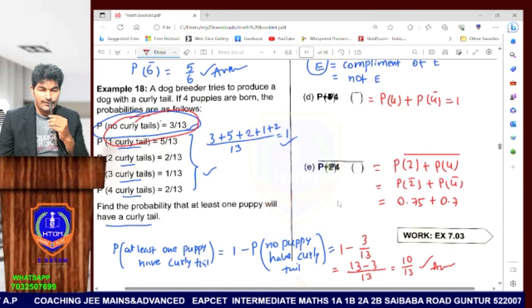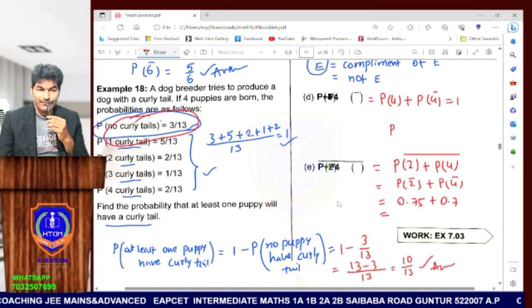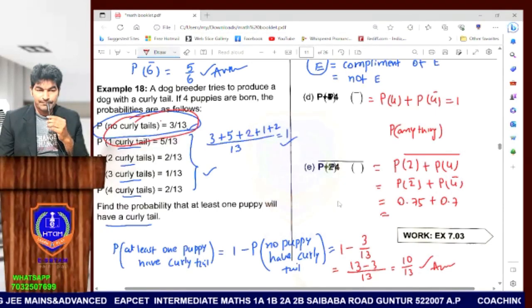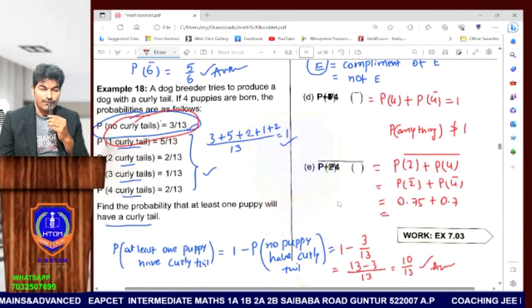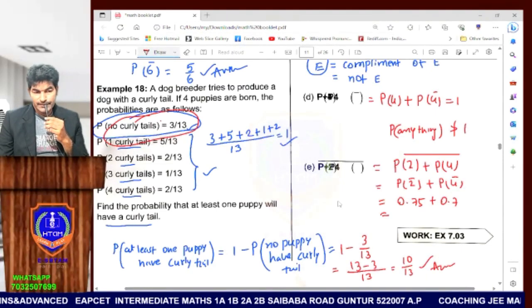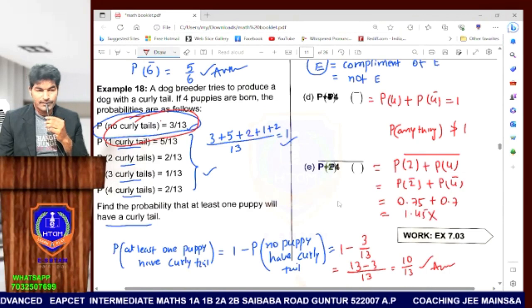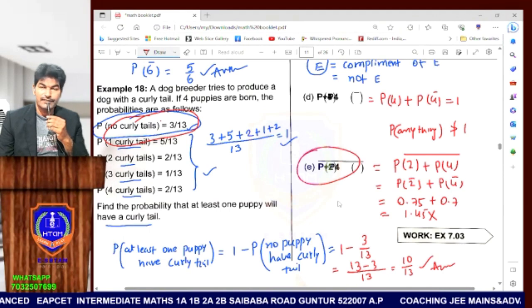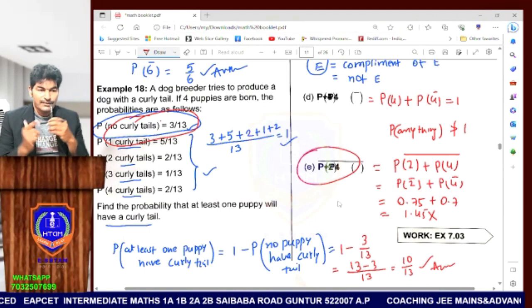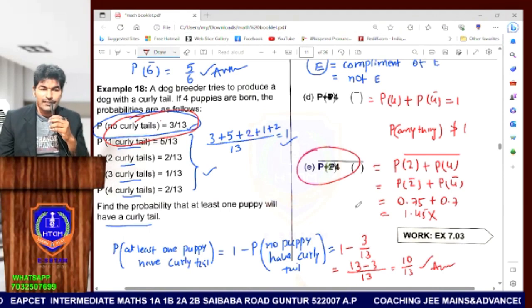Maybe the question is wrong because look at that value. Probability of anything cannot be more than 1. But here, if you observe, it will be around 1.45. It's a wrong answer. Maybe the question has a correction. Check the question again and try.